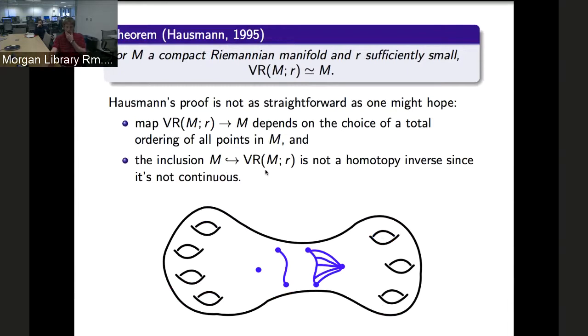All right. So today we're going to talk about a different topology to put on the Vietoris-Rips simplicial complex. The simplicial complexes always have a topology that they come with. We're going to put on a different topology. And one motivation will be having a nicer proof of Hausmann's theorem with a new topology on the left-hand side.